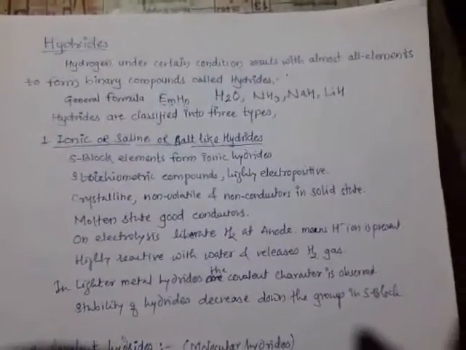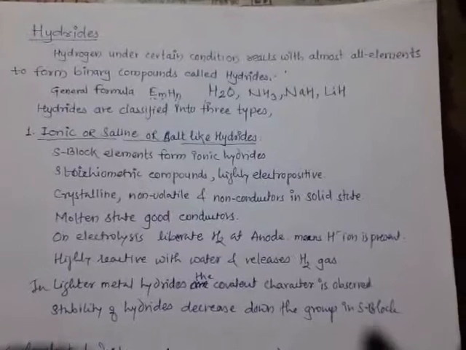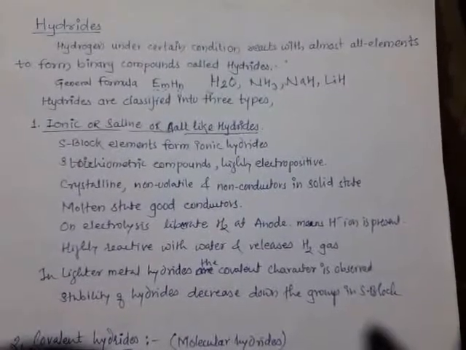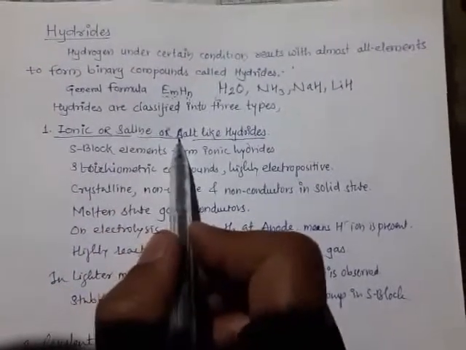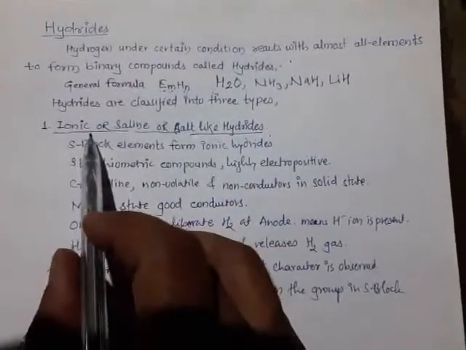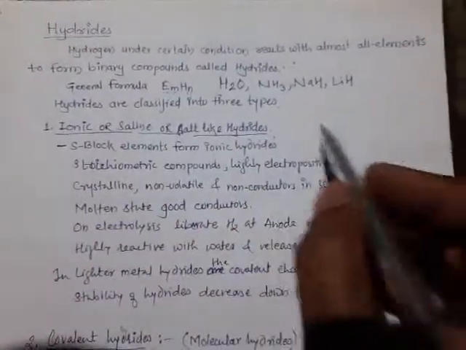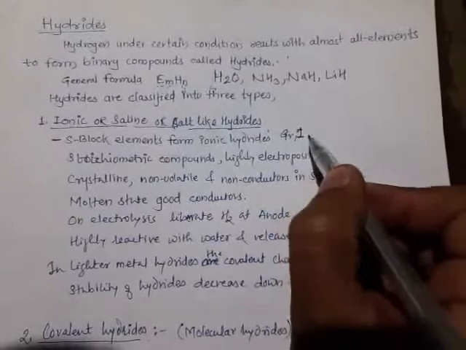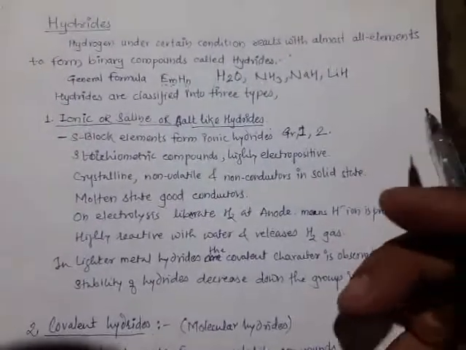These hydrides are classified into three categories, as we discussed in the physical classes. The first one is called ionic hydride, or saline hydride, or salt-like hydride. These ionic hydrides are formed by S block elements, the group one and group two elements, and they are ionic in nature.